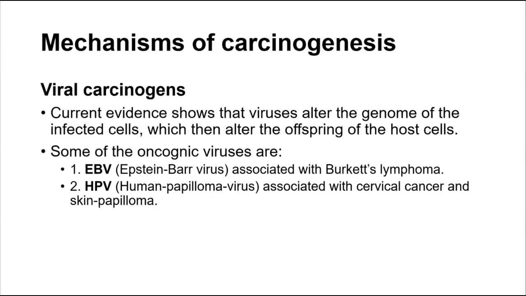And then the last one is the viral oncocarcinogens. Current evidence shows that viruses alter the genome of the infected cells, which then alter the offspring of the host cells. Some of the oncogenic viruses are Epstein-Barr virus, which is associated with Burkitt lymphoma, and the human papilloma virus is associated with cervical cancer, anal cancer, and esophageal cancer, so on and so forth.